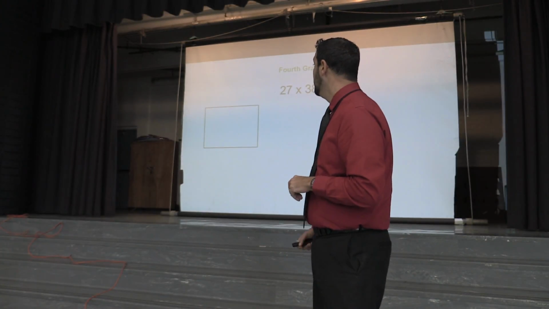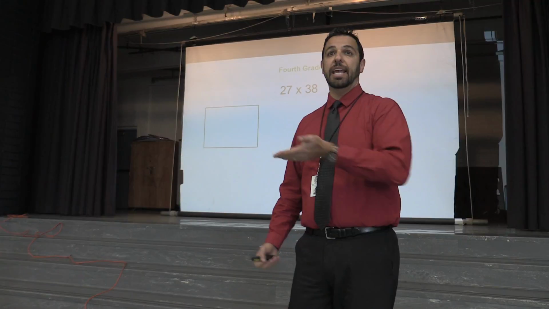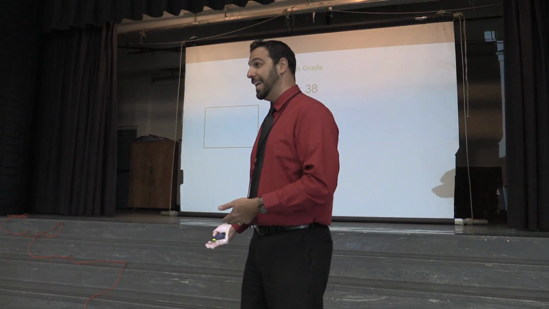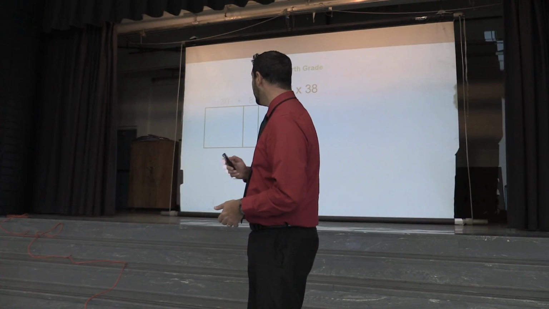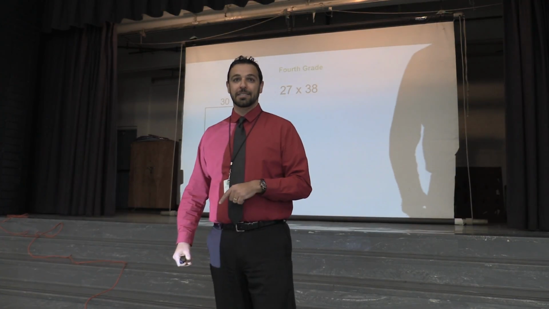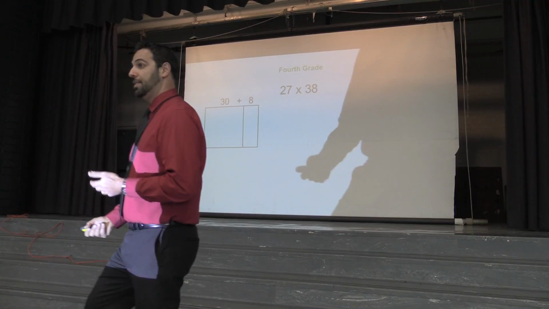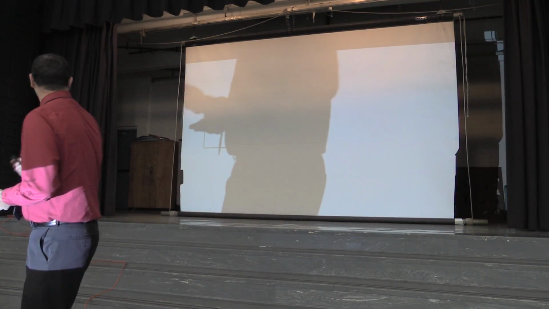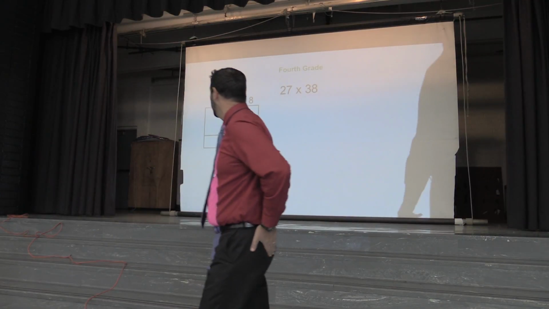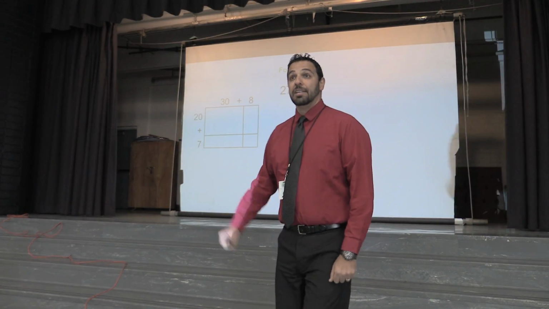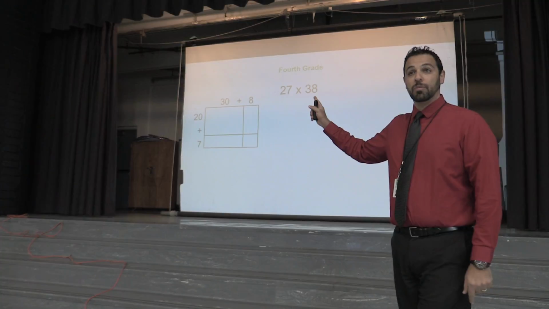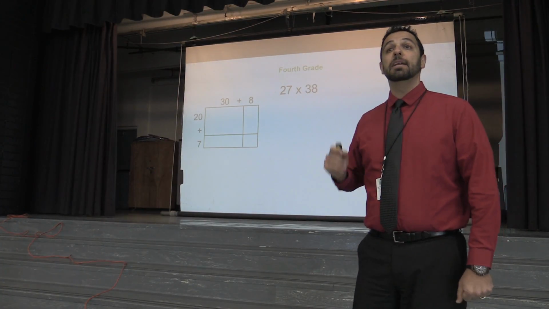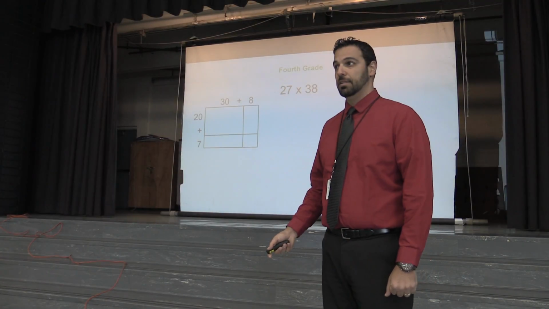So I want to find the area of a 27 by 38 rectangle. I don't know my 27s. I don't know my 38s. However, I know my 30s and I know my 8s. Right? Because my 30s are just my 3s with a 0 with it. 10 times bigger. I don't know my 27s, unfortunately, so I have my 20s and 7s. Now look carefully at what I just created. I took a rectangle that was one dimension by another dimension, and I made 4 smaller rectangles.